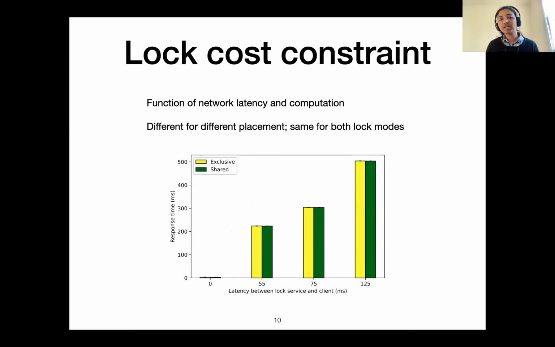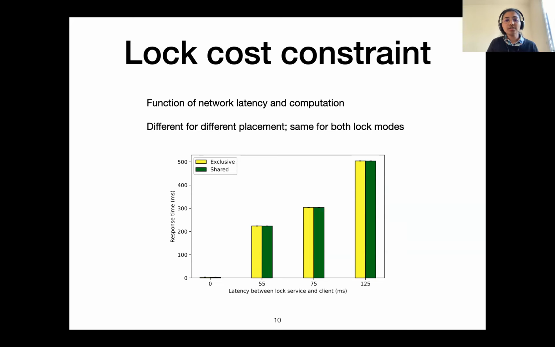So this graph is actually a benchmarking of etcd with a client. The first set of bars shows an exclusive and shared mode of lock when the client and the lock service are co-located. So there is zero network latency between them, but we can still see that there's a think time for the acquire and release of the lock. And when there is a 55 millisecond one-way latency between the client and the lock service, we can see a 200 plus millisecond increase in locking overhead. This is because it has to do several round trips to acquire and release the locks.